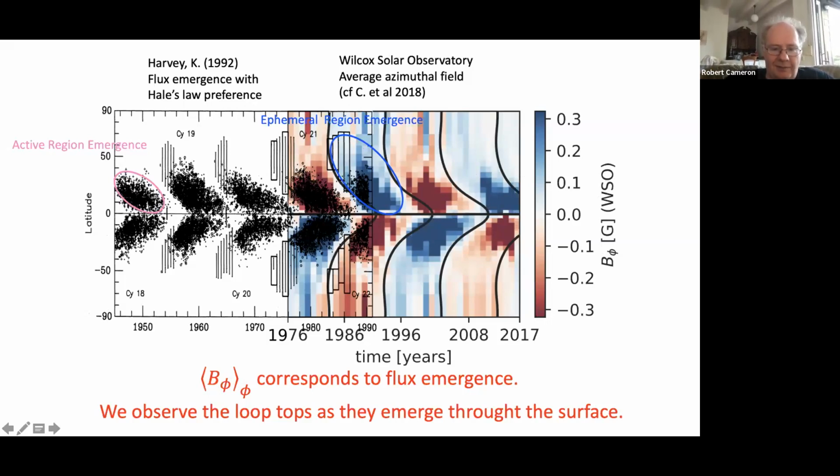This is where sunspots have emerged, and you can see the usual sunspot diagram. The sunspots overlap where we have lots of toroidal field coming through the surface. And also from Karen Harvey, we have the bands. This is where we have ephemeral regions emerging with a preferred east-west orientation in accordance with Hale's law. You can see these extend the butterfly wings back in time to higher latitudes, and they nicely overlap with the blue phi component of the field.